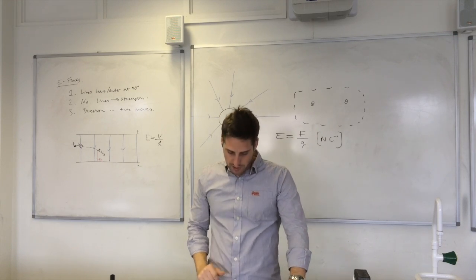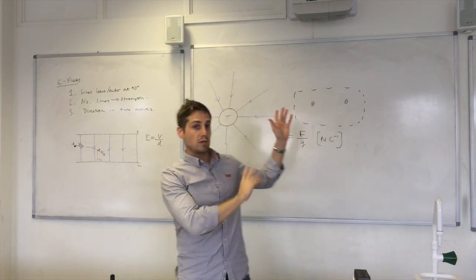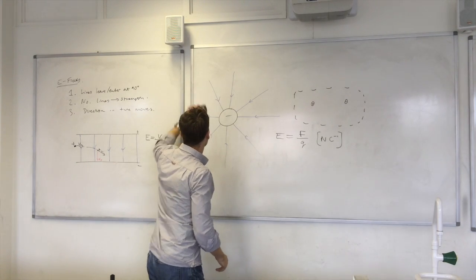Okay, so you can have charged particles moving through an electric field, you can have them also moving through a magnetic field. What if they move through both at the same time?